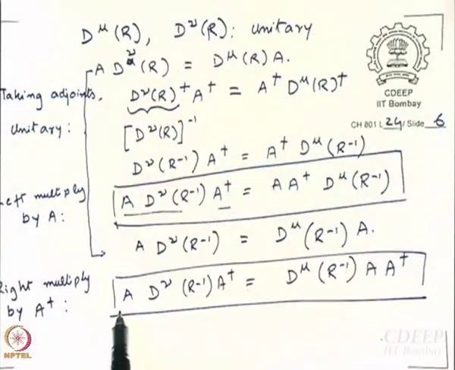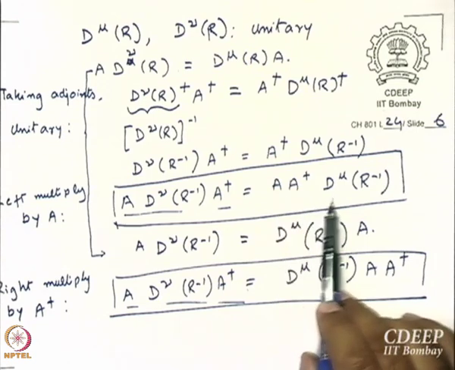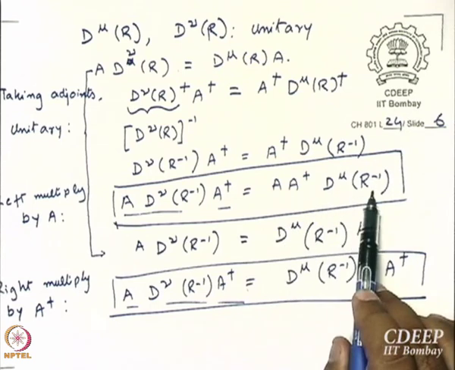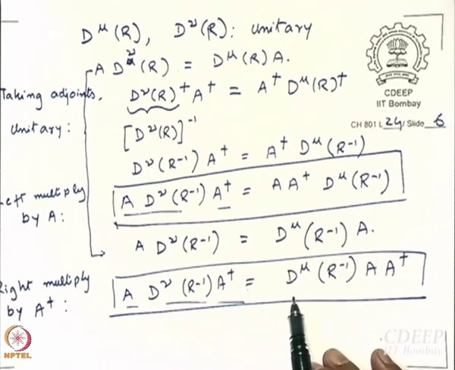Right. So, what do I eliminate? I eliminate this and this, and I am going to get A dagger d mu R inverse equal to d mu R inverse A dagger, right. So, what is that? That is commutation, isn't it? Commutation. A dagger d mu R inverse is equal to d mu R inverse A dagger, right.